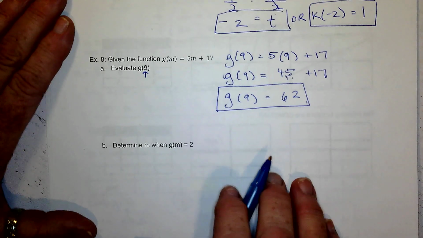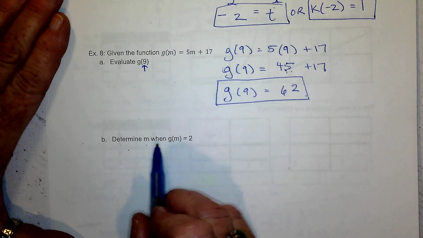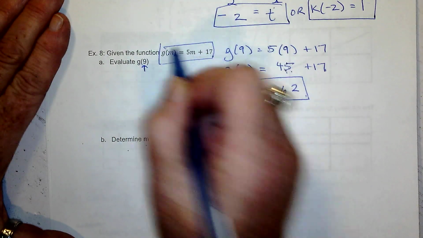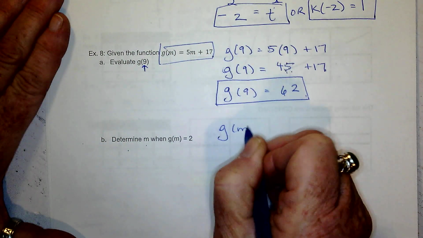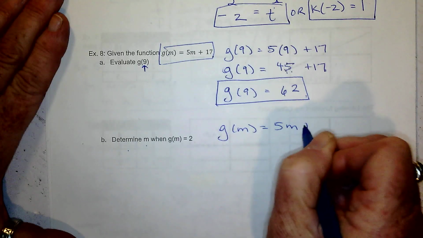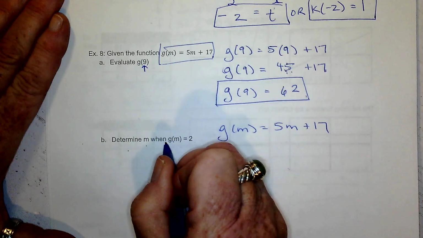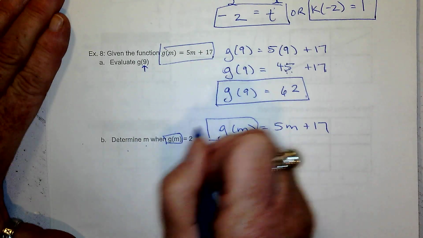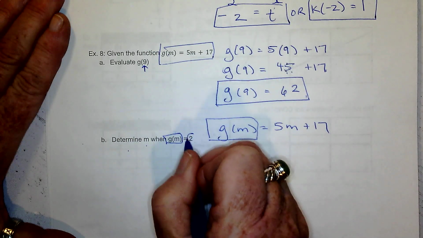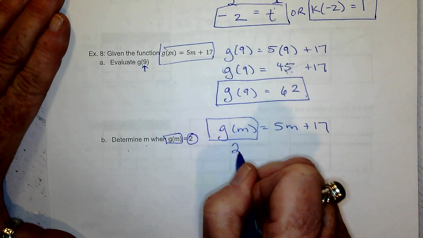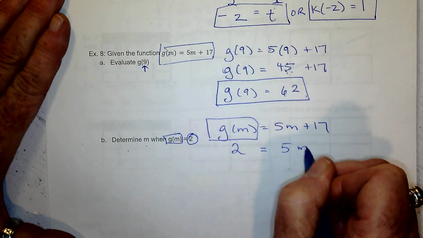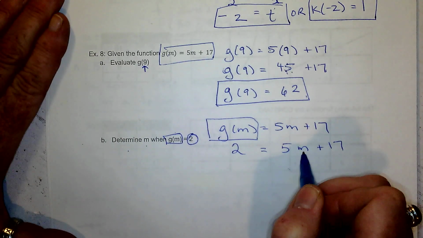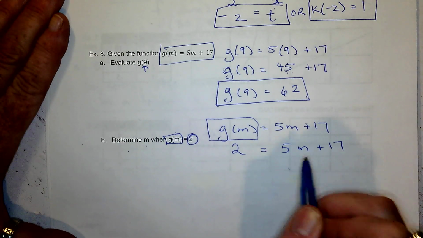Our next one, we're going to determine m when g of m is equal to 2. Again, I rewrite the entire thing. g of m is equal to 5m plus 17. I notice that this is g of m, this is g of m. We're just replacing this one with what g of m is equal to, and they're saying it's equal to 2. And then I'm going to solve, not simplify, I'm going to solve for m, solve for my variable.